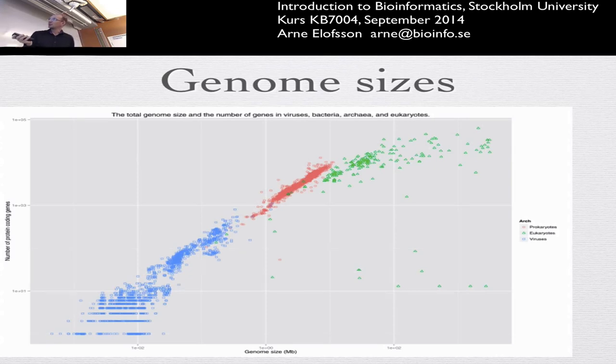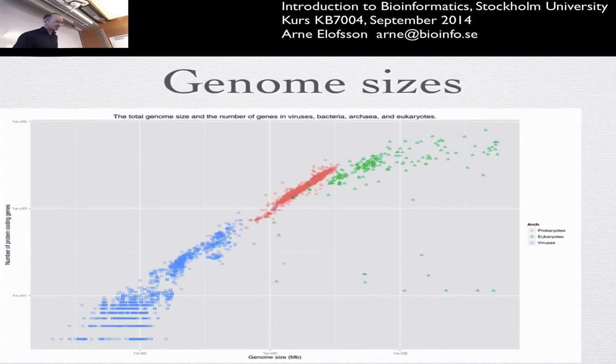And these, I guess, have something wrong with them. That's down to 10 genes. They cannot exist.